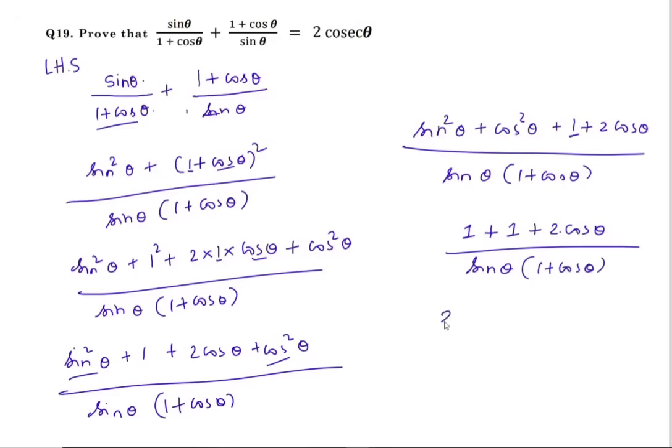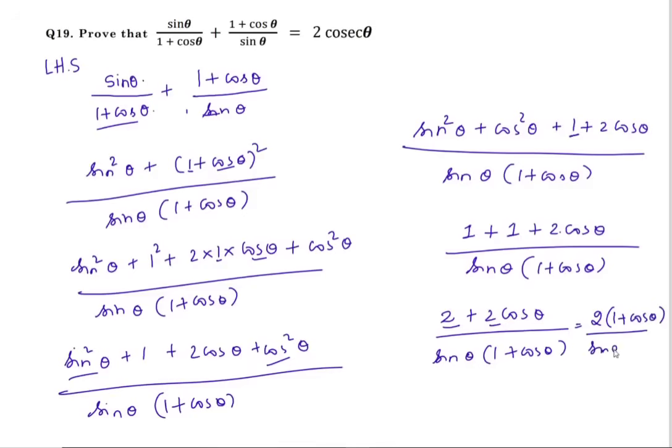What is 1 plus 1? 1 plus 1 is 2, plus 2 cos theta divided by sin theta into 1 plus cos theta. What is common here? 2 is common. Take 2 out, what you get? 1 plus cos theta divided by sin theta into 1 plus cos theta. Now 1 plus cos theta, 1 plus cos theta cancel, what you get? 2 by sin theta. 2 into 1 by sin theta, reciprocal is cosecant theta, which is equal to RHS.